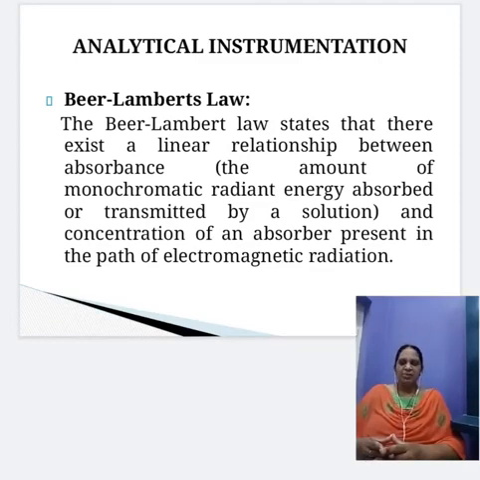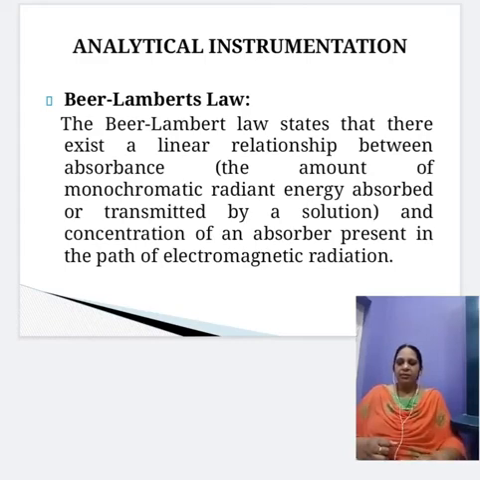Lambert's law is expressed as transmittance T is equal to I by I naught, where I naught is the incident radiant energy, and I is the energy which is transmitted, and absorbance is equal to logarithm of 1 by T. Lambert's law states that each layer of equal thickness of an absorbing medium absorbs an equal fraction of the radiant energy that traverses it. This is called Lambert's law.